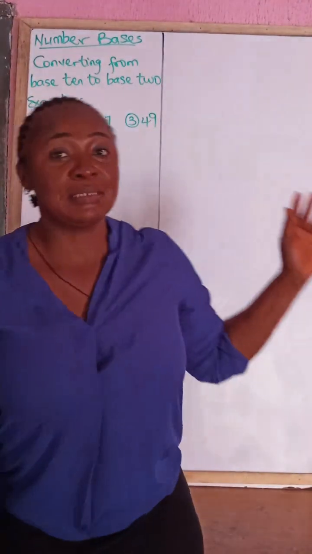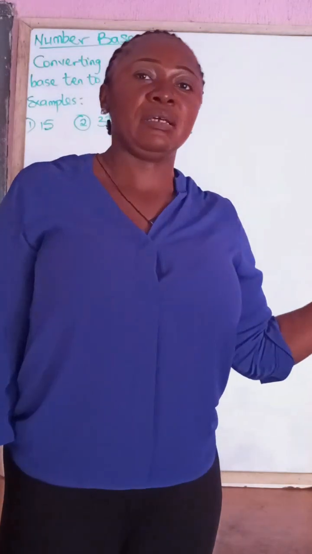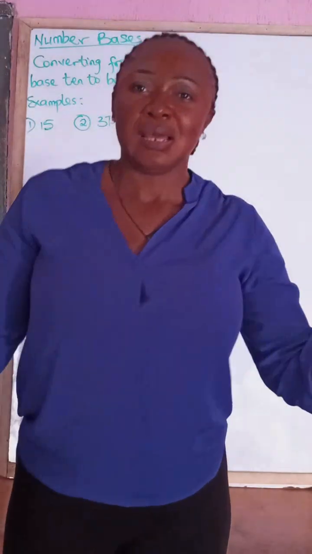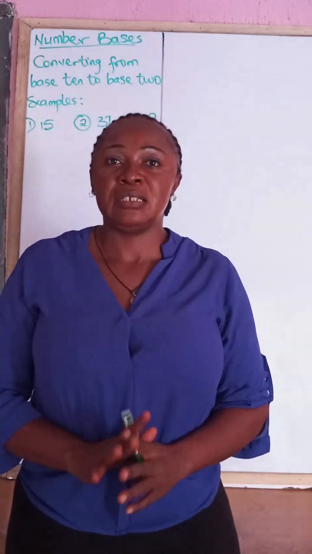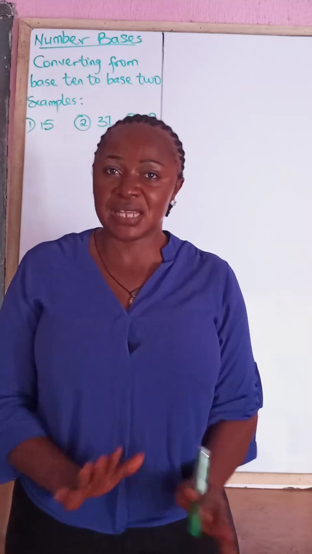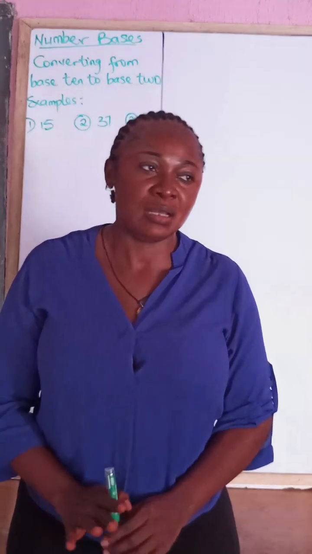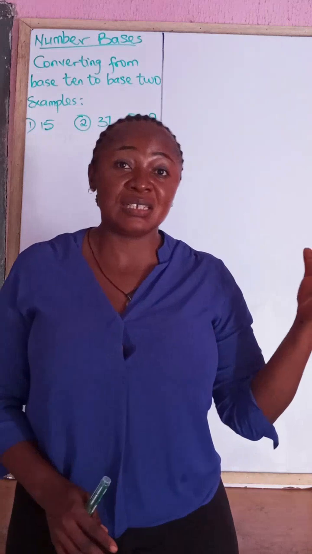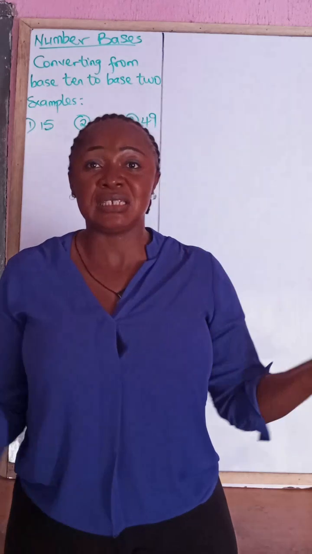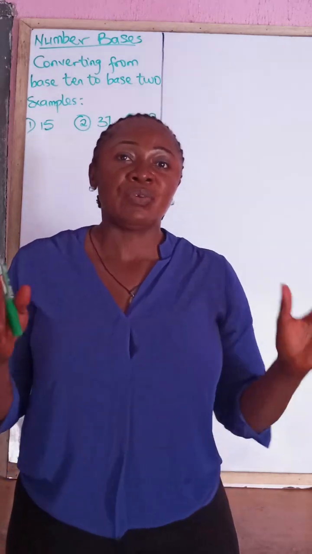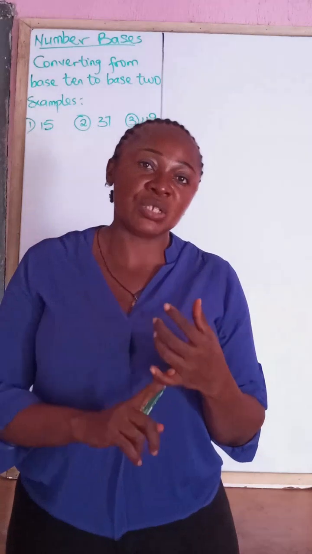Today we'll be looking at number bases, and this topic is to teach us that we can actually count in bases other than 10. The default counting is in base 10. Everyday counting is in base 10, and for base 10 we have 10 digits counting from 0 to 9. There's no single digit called 10. 10 is a combination of digits. So for base 10 we have 10 digits counting from 0 to 9.